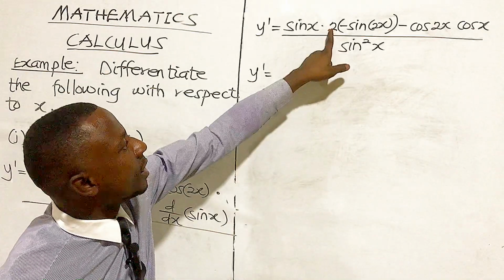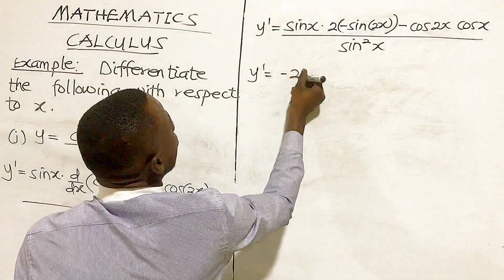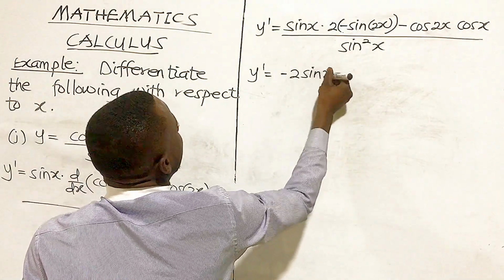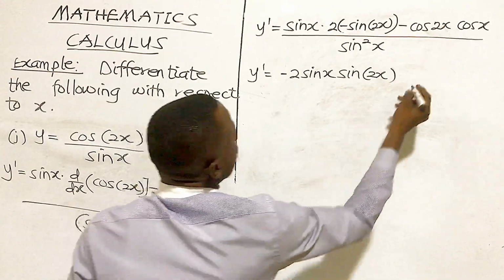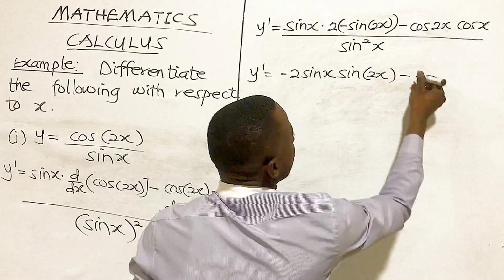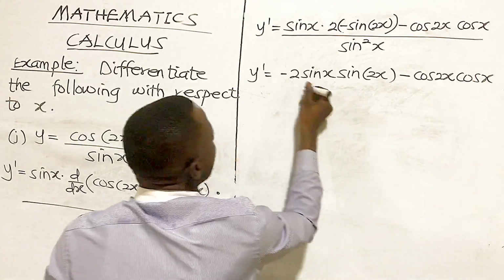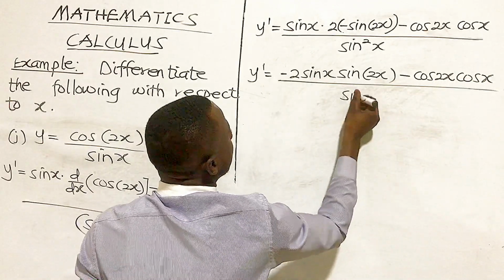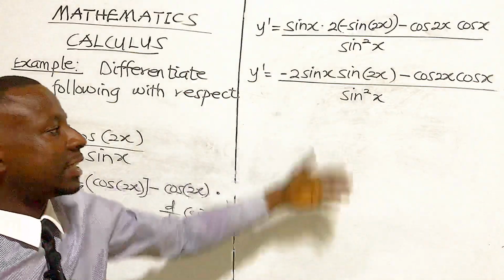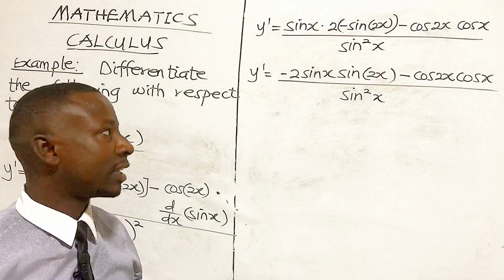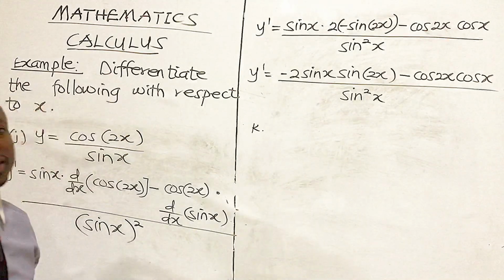So now from here, the 2 here will multiply the negative we have. And we have minus 2 sine x multiplying sine 2x minus, then the whole of this, which is cos 2x cos x all over sine squared x. And this is going to be the final answer. The next example.